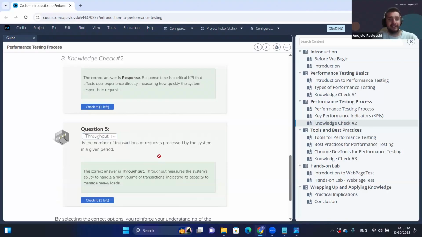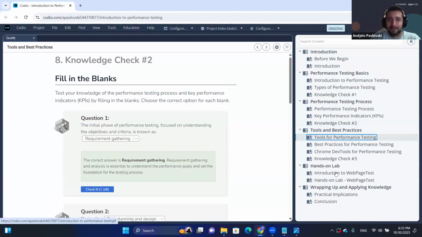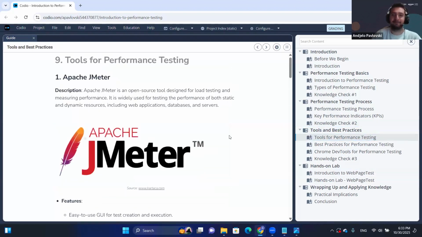It is the throughput, the number of transactions that are processed by the system in a given period of time. So very well done, everyone. You've been crushing it today with the knowledge checks. So happy to see that, and hopefully we'll do that on the Kahoot as well. So let's go to the tools and best practices for performance testing. Now, I mentioned in the lecture that you will be using specific tools for performance testing. And here there are a few listed.